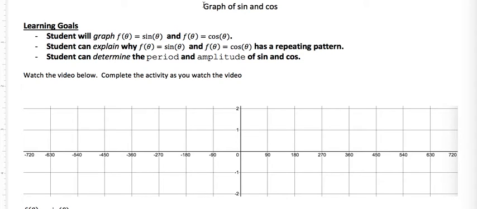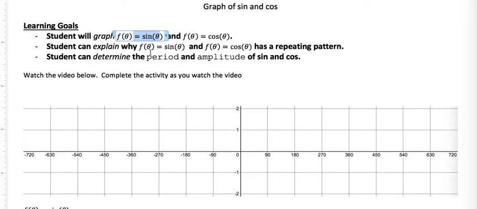Today's lesson is on the graph for sine and cosine. By the end of this lesson, you should be able to graph f of theta equals sine of theta and f of theta equals cosine of theta. Reminder, this f of theta is just like your y. That theta is just like an x, but generally is used to represent an angle. So at the end, you should be able to graph y equals sine of theta, y equals cosine of theta.